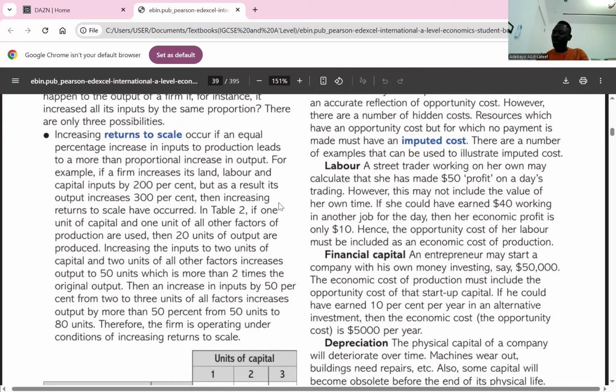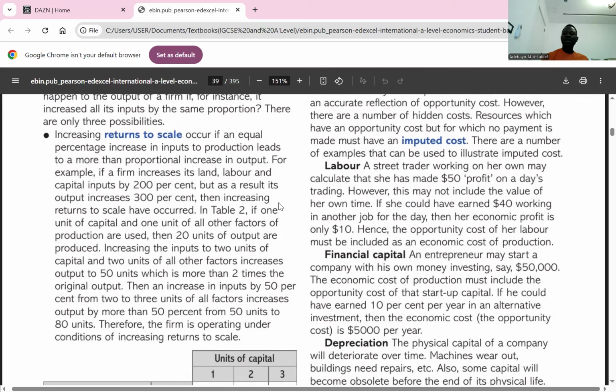Then we have what we call the decreasing returns to scale. Why do we call it decreasing returns to scale? I said this occurs if an equal percentage increase in inputs to production leads to a less than proportionate increase in output. So which simply means there's decreasing returns to scale if a firm increases its input by 100%, but its output increases by less than 100%. You increase your input by 100%, but your output increases less than 100%. That is what we call decreasing returns to scale, not diminishing.